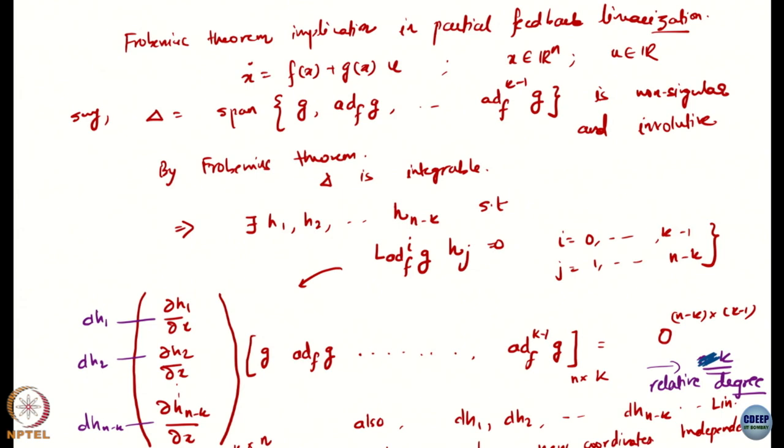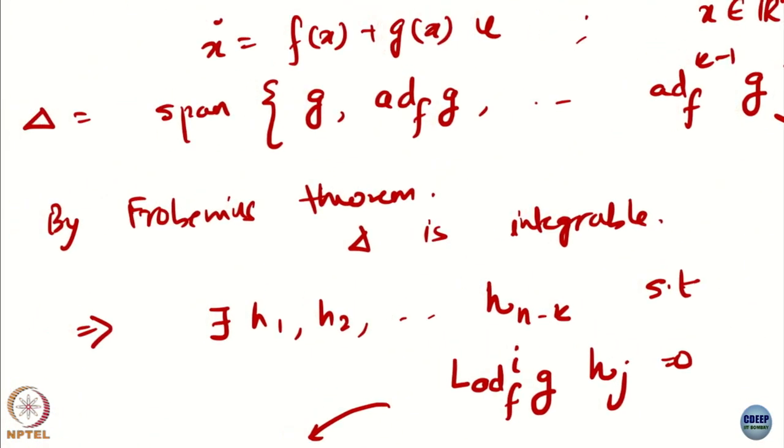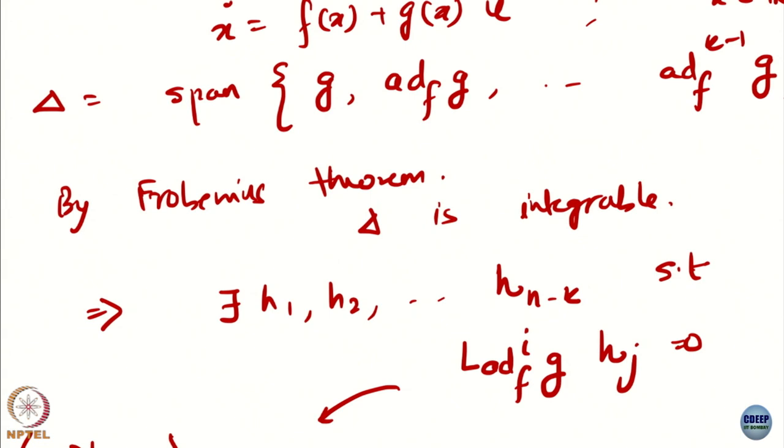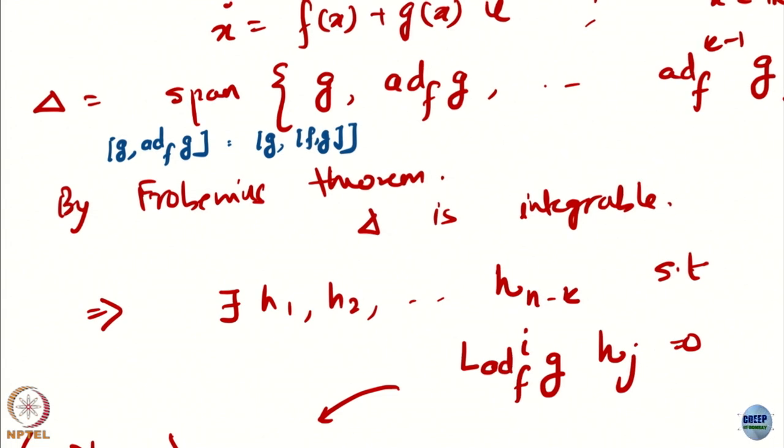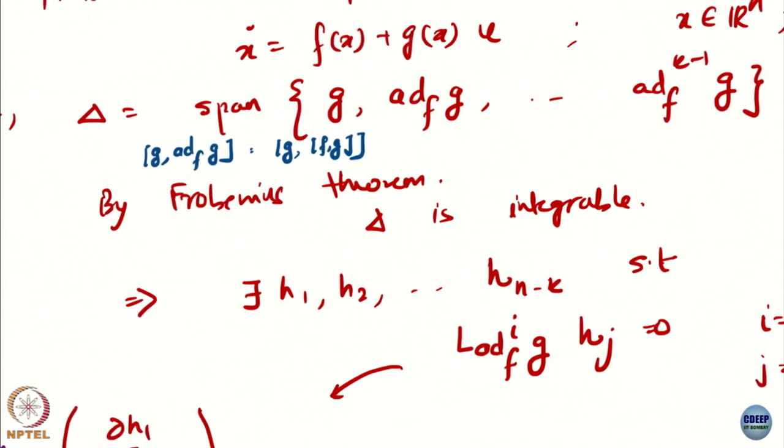So, suppose I actually try to see if it really happens. If I take say the Lie bracket of g and ad_f g, what is this? Is this anything that we know? So, what is ad_f g, by the way? ad basically gives the successive Lie brackets. So, what does this give me? What do you think happens here?